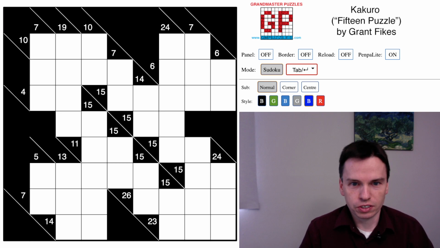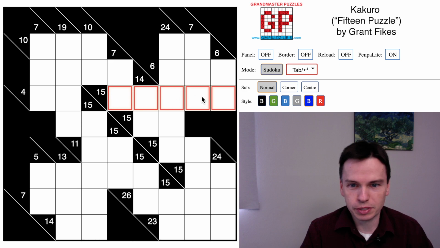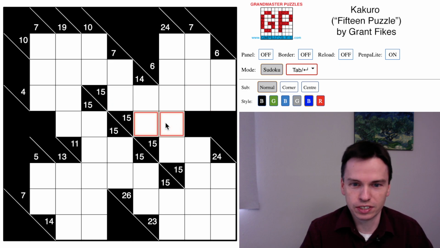So here to solve this Kakuro by Grant Fikes called 15 puzzle. Hopefully, unlike the classic 15 puzzle, a sliding block puzzle, this one's actually solvable. The theme looks to be driven by these diagonal clues in the center that are all 15s. One thing that's interesting about those, 15 can be as long as 5 cells and take 1 through 5, and be as short as 2 cells and take 6 through 9.